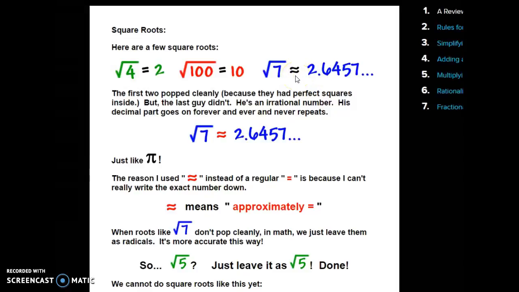However, it is completely acceptable for any of my tests or any of my classes for you simply to leave a number which cannot be reduced in its radical sign. I guess I was talking kind of quickly there, so I'll just give you a second to pause and catch your breath while I catch mine.